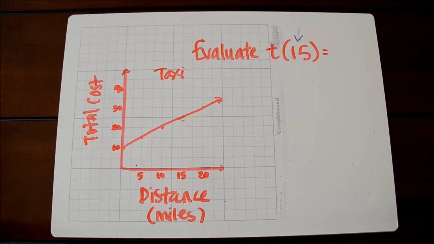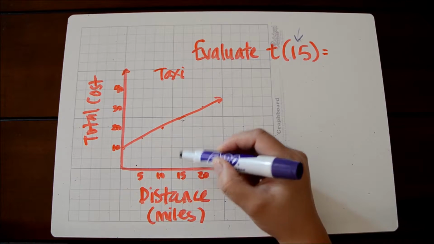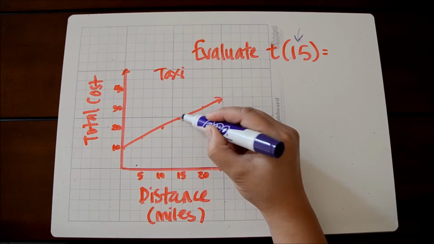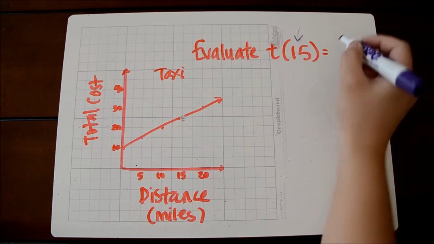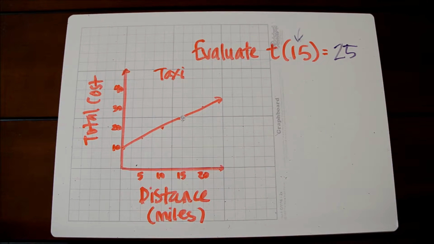15 represents our input values, or our x values, so that represents the number of miles. We're being asked to find the corresponding y value or output value to this particular input value. So we have to find 15 here, go up to our graph, and at this point the y value is 25. So we could say that t of 15 is equal to 25.